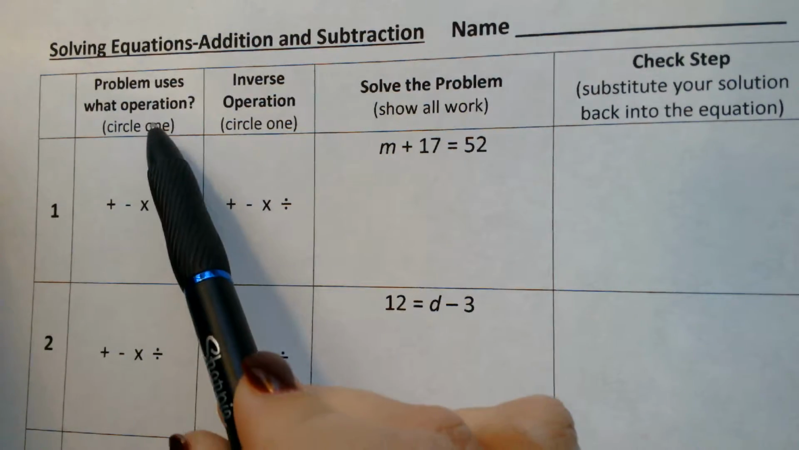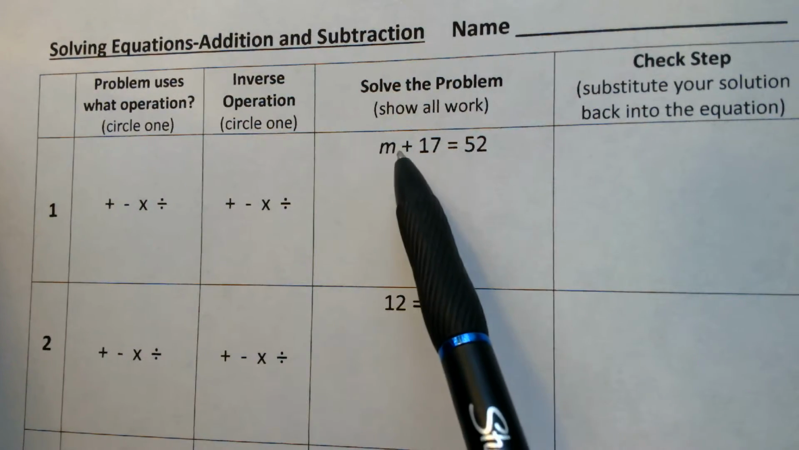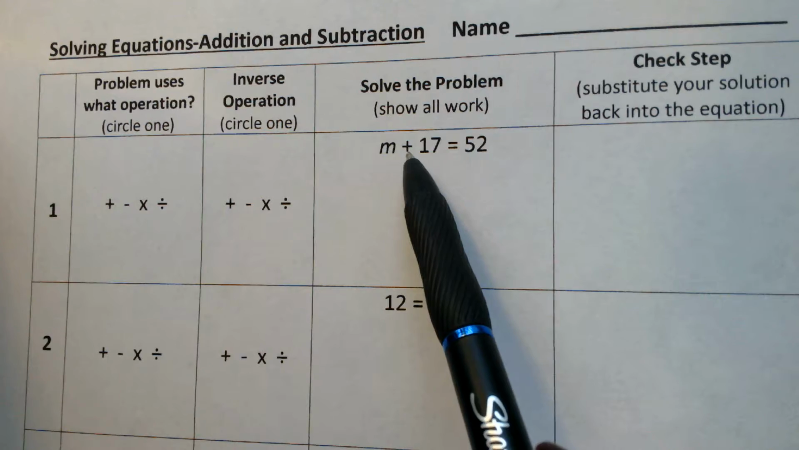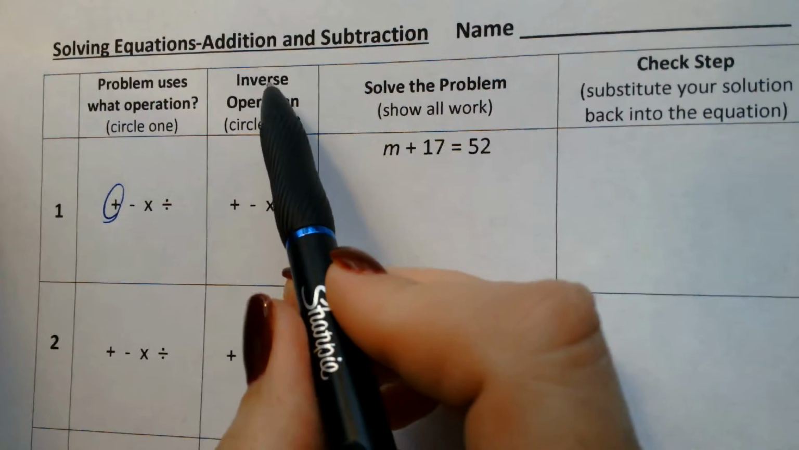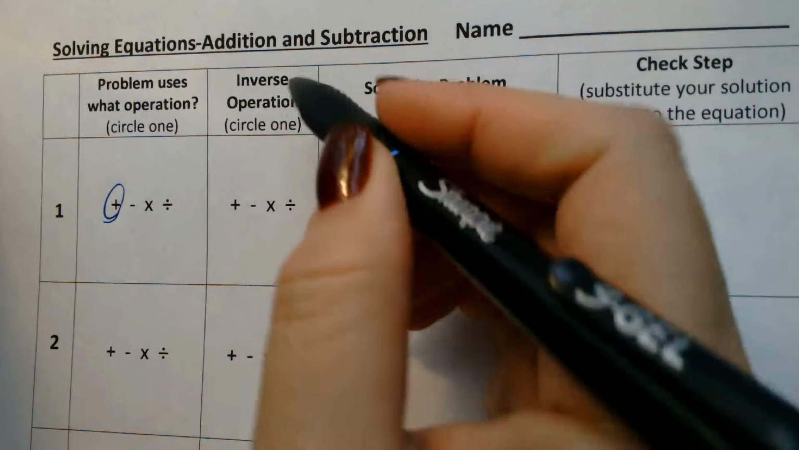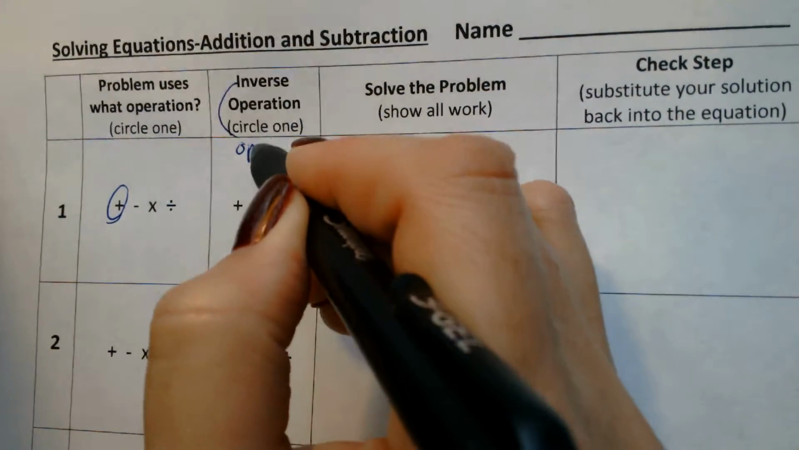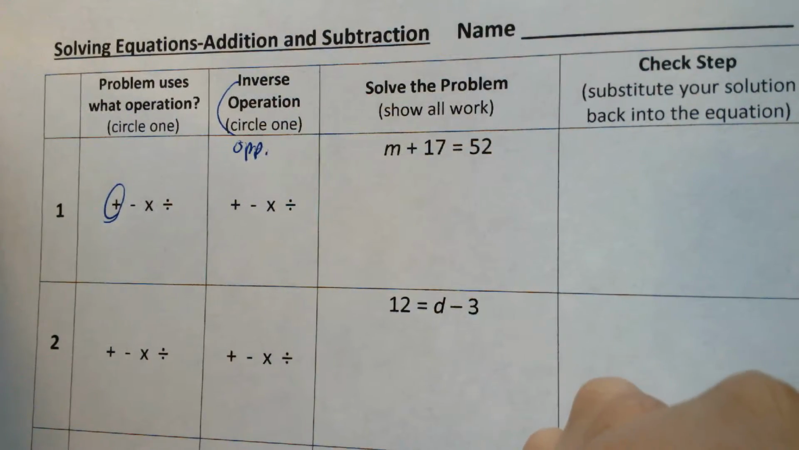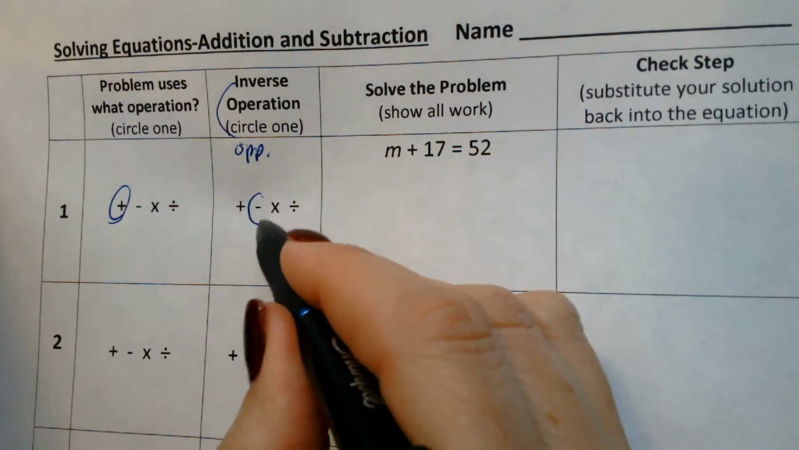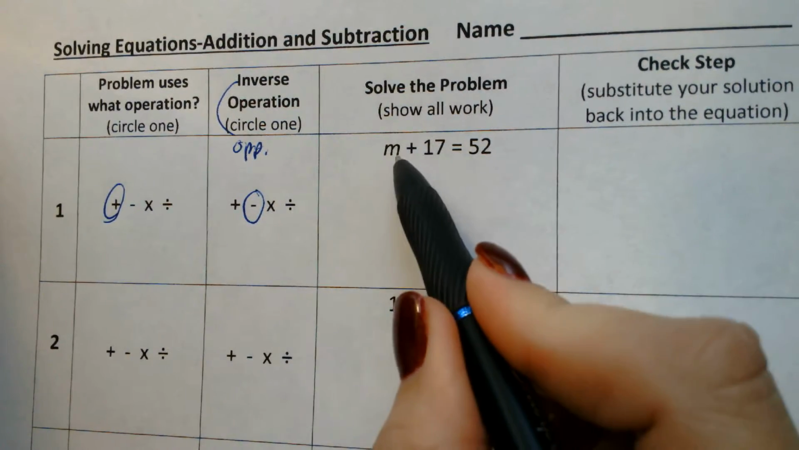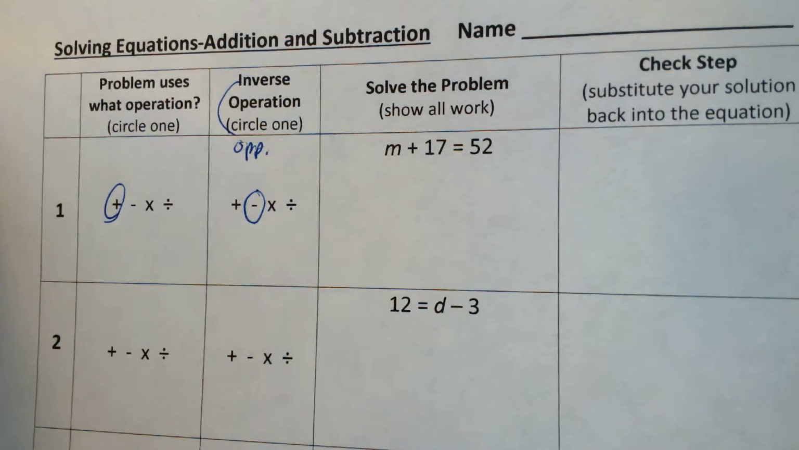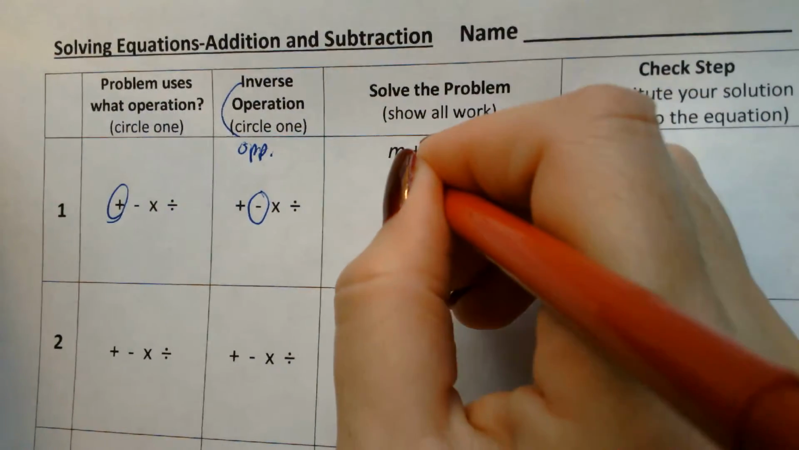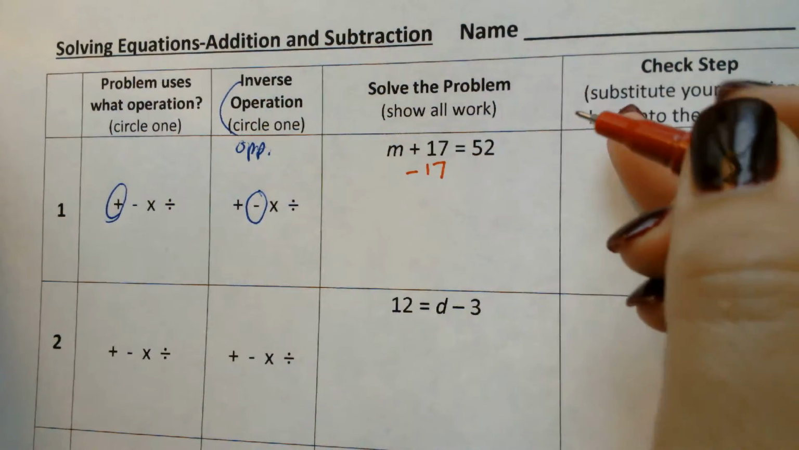Okay, so we're going to start with asking ourselves the question, what operation is in this problem? We see addition, so we're going to circle addition. And then you're going to ask yourself, what's the inverse operation? So inverse means the opposite. Well, the opposite operation of addition would be subtraction. So in order to solve for m, we're going to subtract from both sides. So we are going to subtract what? Well, we're going to subtract the 17.